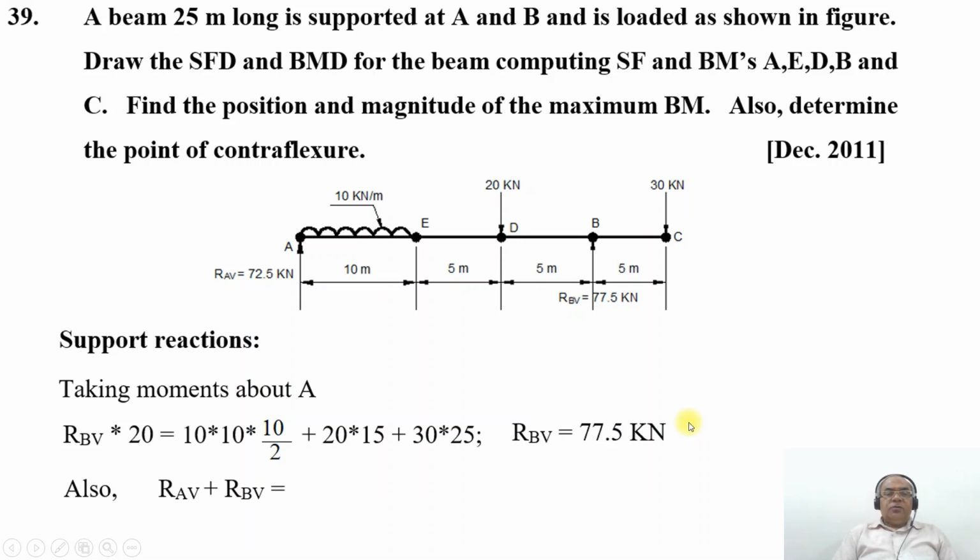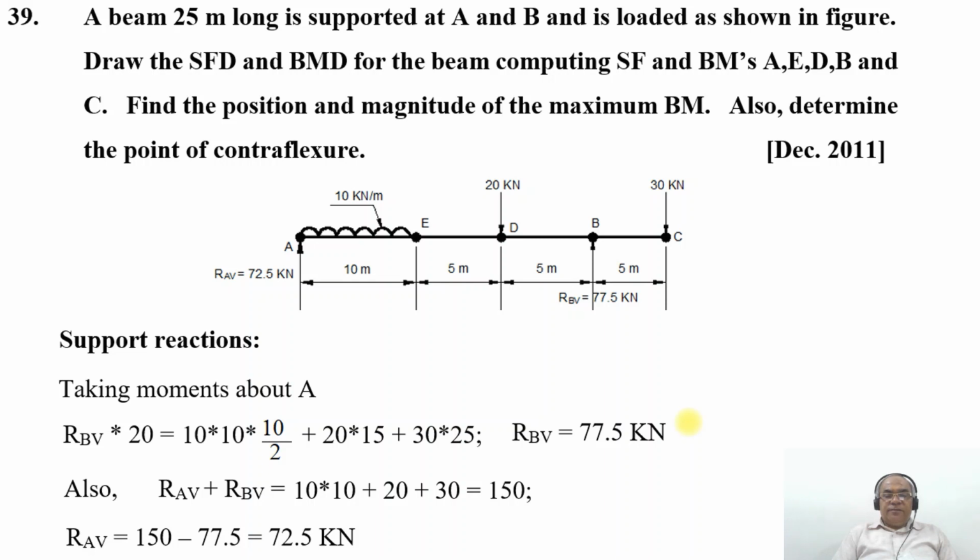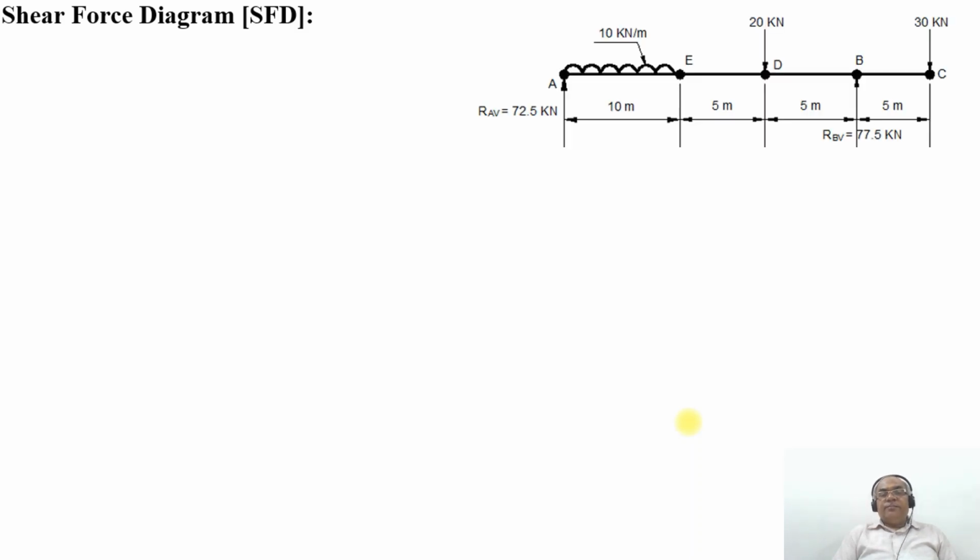We also know the sum of the vertical reactions acting upwards will be equal to the sum of the vertical reactions acting downwards. Also RAV plus RBV will be equal to 10 into 10 plus 20 plus 30, which will be equal to 150. Therefore, RAV will be equal to 150 minus 77.5, which will be equal to 72.5 kilonewton. Now we are going to take the shear force diagram.